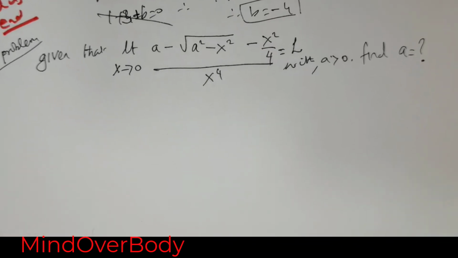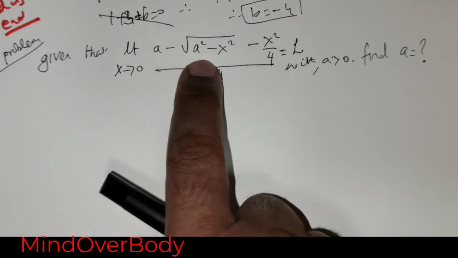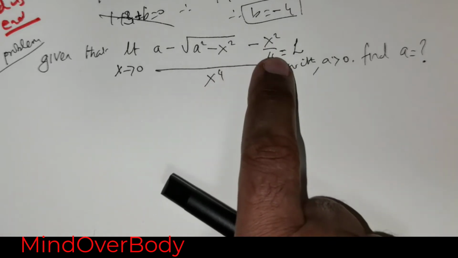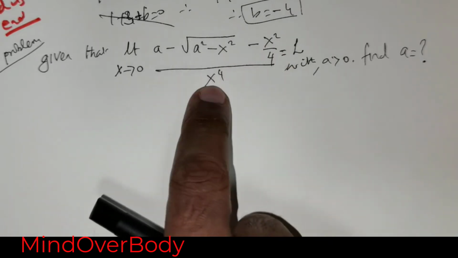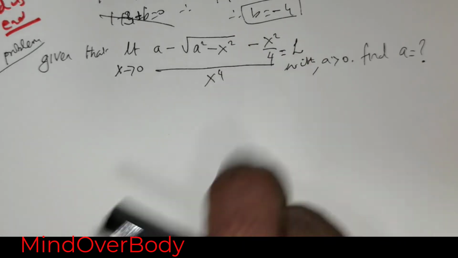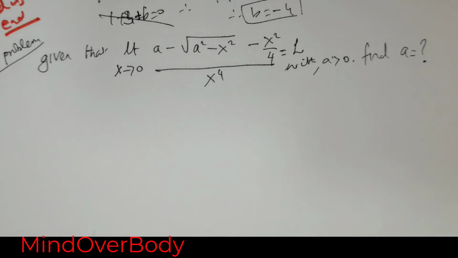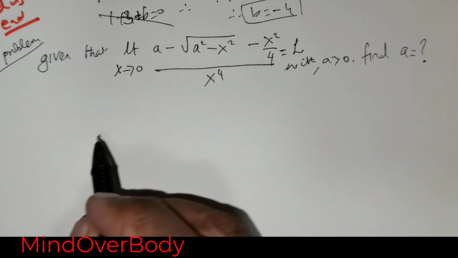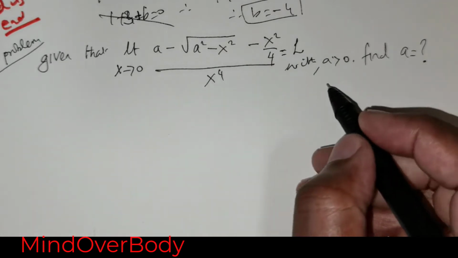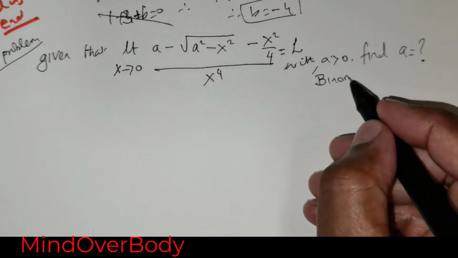Students, we are given this question: the limit as x tends to 0 of (a minus the square root of (a squared minus x squared)) divided by x to the power of 4, is given to have a limit. It also states that a is greater than 0, and we are expected to find the value of a. Now, to handle this question, we would be requiring binomial expansion.